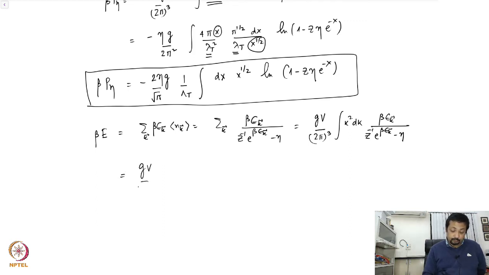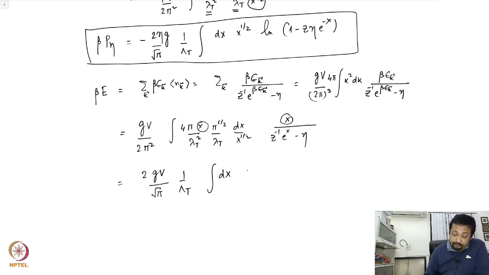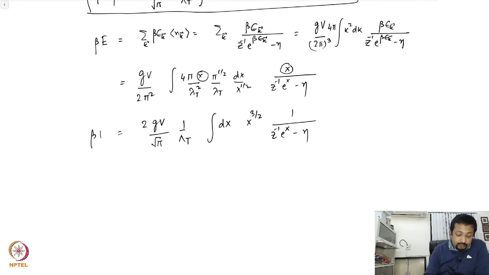K square gv twice pi whole cube. Sorry, there is a 4 pi also that comes from the measure. So this is straightforward. We don't want to do it over and over again. 2 pi square. K square is going to be 4 pi x over lambda t square. And dk is going to be pi to the power half dx over x to the power half and 1 over lambda t. And then I have x over z inverse e to the power x minus eta. So this integral gives me twice gv over square root of pi, 1 over lambda t, integral dx. Now do a power counting in x. This is 1, this is 1. So x squared divided by x to the power half, so you get x to the power 3 half over z inverse e to the power x minus eta. So this is beta e.